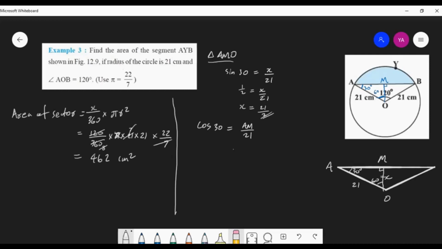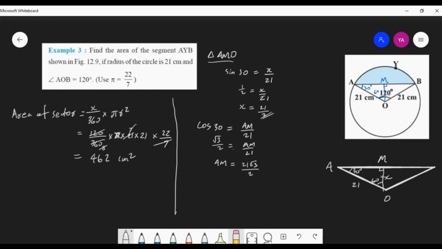So what is the value of cos 30? Root 3 by 2. Root 3 by 2 is equal to AM by 21. Then what will be AM? 21 root 3 by 2 will come.